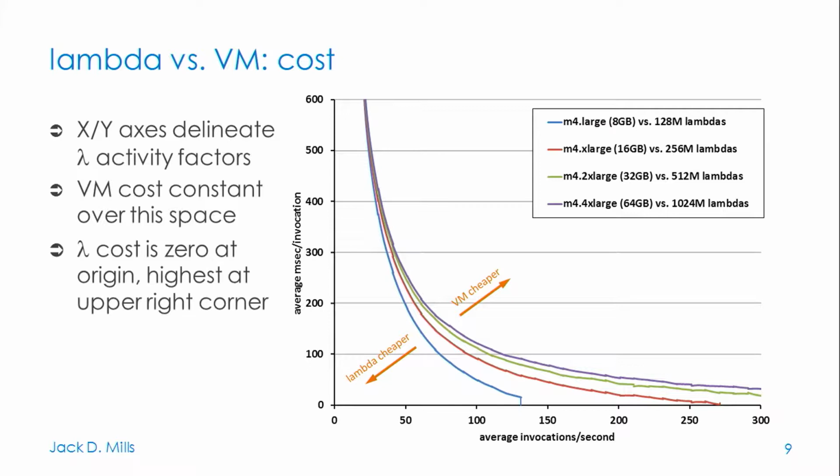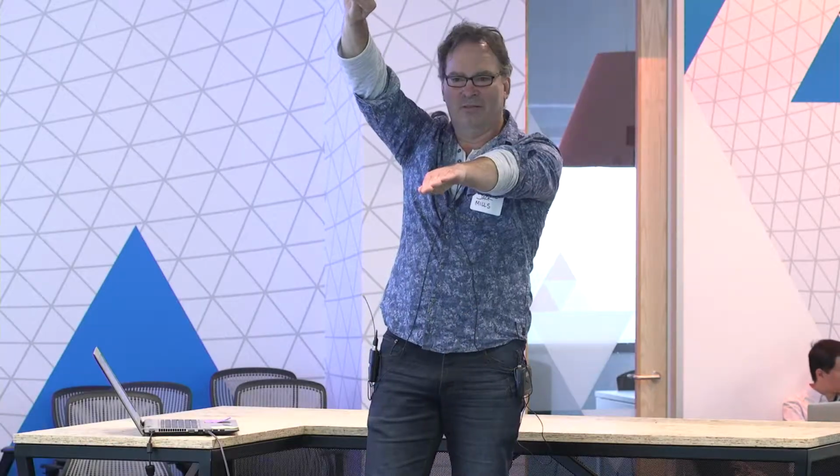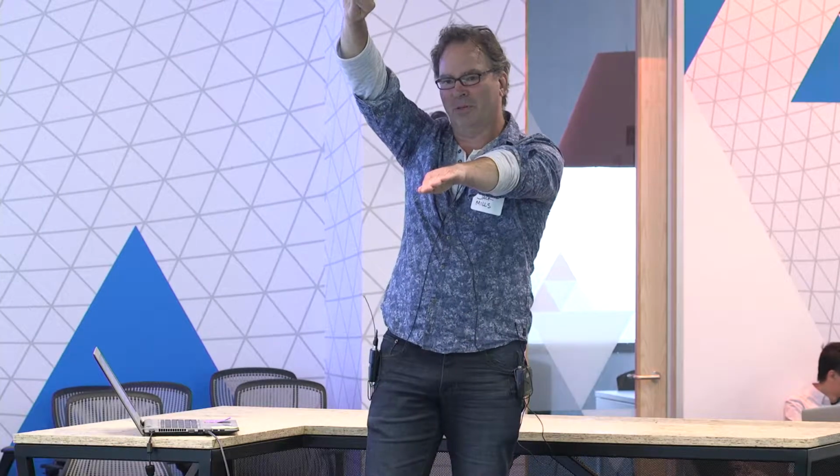But the Lambda cost is not a flat plane, it's a curved plane. So at the origin, Lambda cost is zero. You're not doing anything, you're not getting charged anything. You're still paying 20 cents an hour for the virtual machine. It's a flat plane. At the upper right corner, the Lambda cost is the maximum. So it curves from 0 up to the peak in the upper right corner. So there's two planes here. There's a flat plane, which is the virtual machine cost. There's a curved plane, which is at 0 at the origin and highest in the upper right.